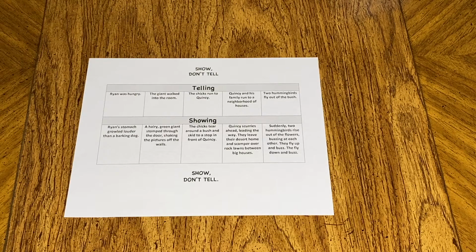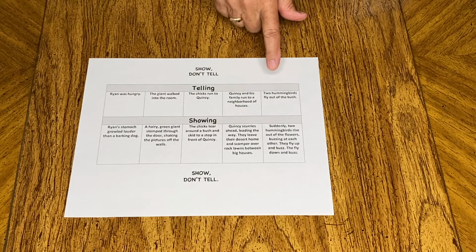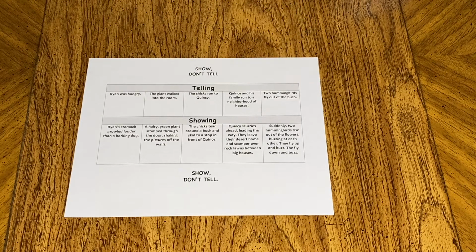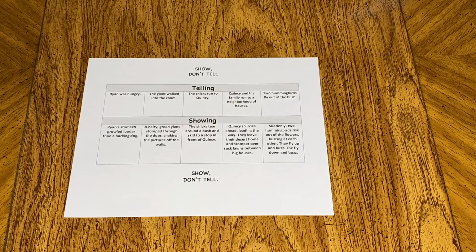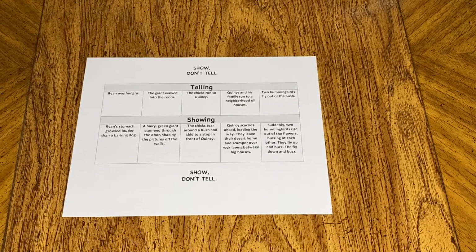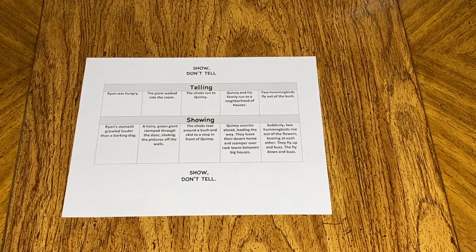The last example here is when they meet the hummingbirds. The telling is 2 hummingbirds fly out of the bush. So we're going to show you how they really behaved. Suddenly, 2 hummingbirds rise out of the flowers, buzzing at each other. They fly up and buzz. They fly down and buzz. One hummingbird soars over the wall.